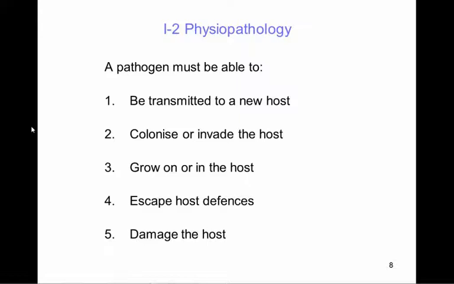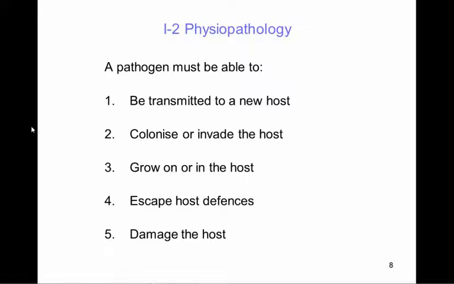Once it's there, it's got to be able to grow in the host and survive. And then in order to really cause disease, it has to escape from host defenses, that is to avoid being eliminated by the host immune response. And finally, it needs to damage the host. So these characteristics, 1, 2, and 3, these are to do with the ID50, the infectious potential. 3, 4, and 5, these will be related to the LD50, how pathogenic the infection is.